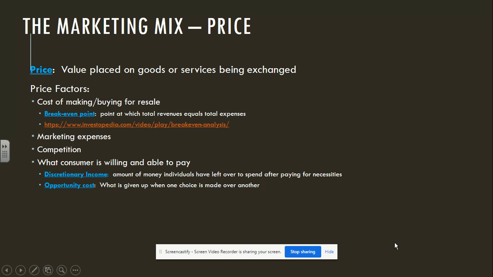So the second P in the marketing mix is price. Price is defined as the value placed on goods or services that are being exchanged. Price factors include things like the cost of making the product if you are a manufacturer, or buying it for resale if you are a third party.